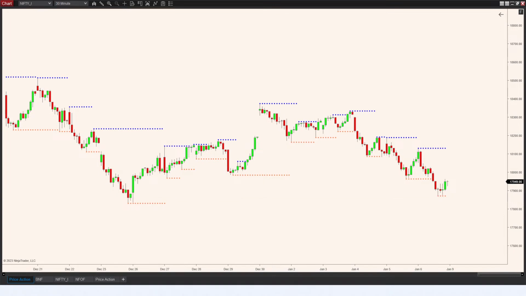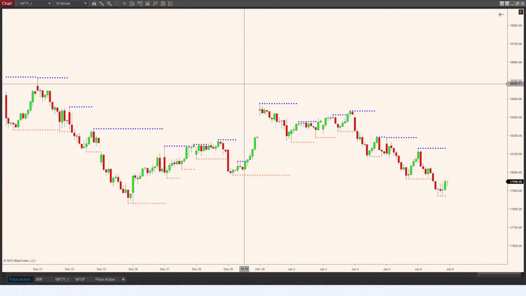So let's try to understand what exactly is happening with respect to the price. Right now I'm using a 30-minute chart. As you can see, this is a 30-minute chart. The moment you look at the chart, you can see two pieces of information.